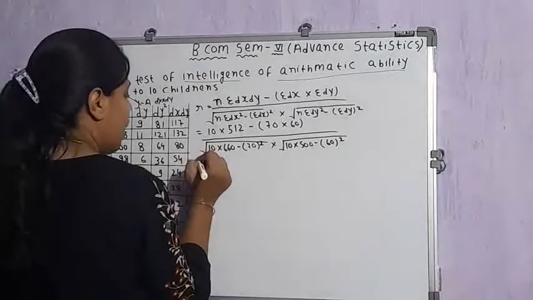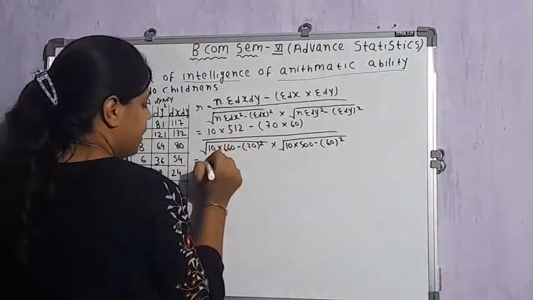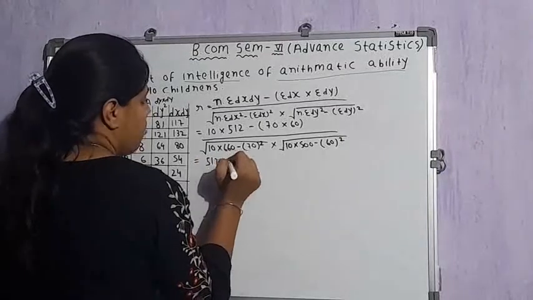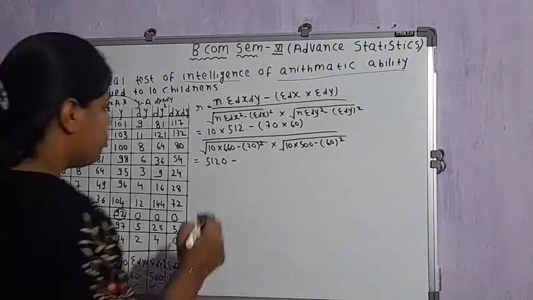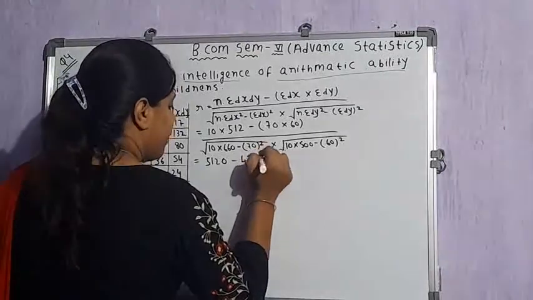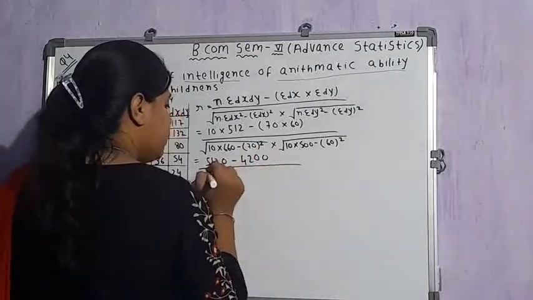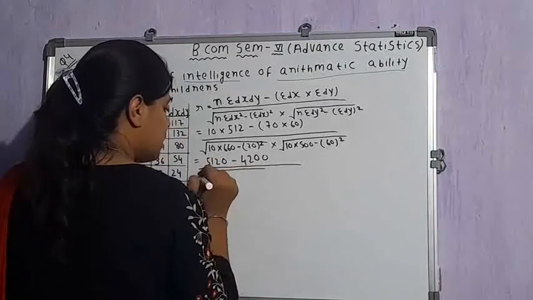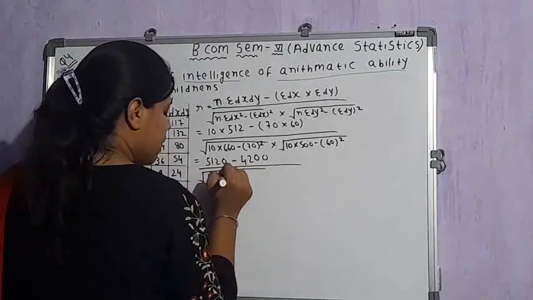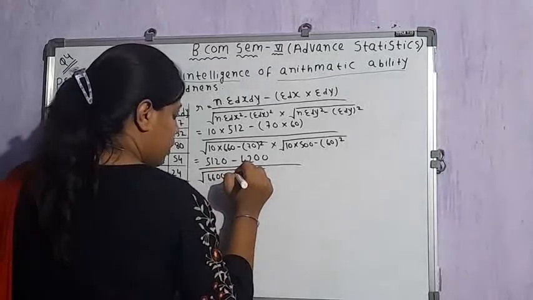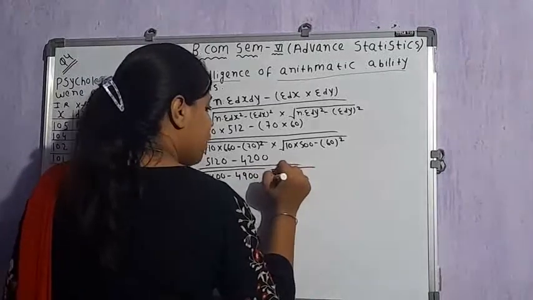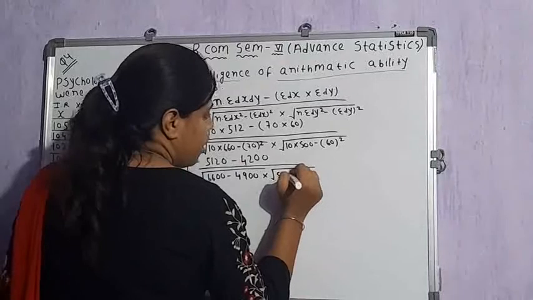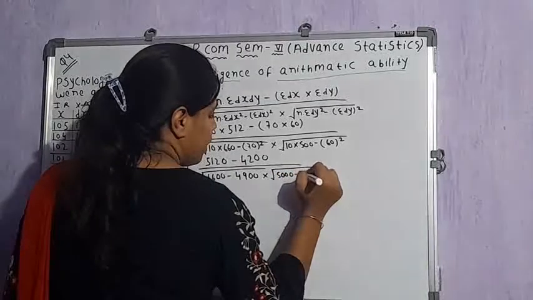Now what we have to do? We have to make calculations. 10 into 512, 5120. Minus 70 into 60 would be how much? 70 into 60 would be 4200. Okay? Then we have under root 10 into 660, so it would be 6600 minus 70 square, so it would be 4900. Into 10 into 500, it would be 5000 minus 60 square would be 3600.